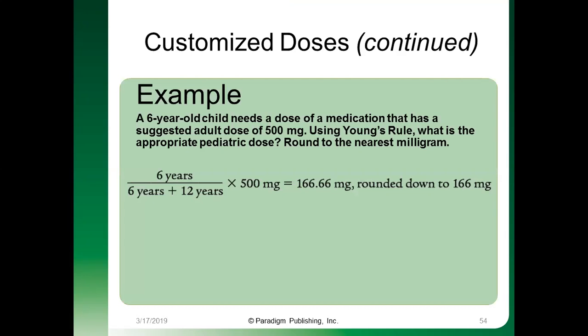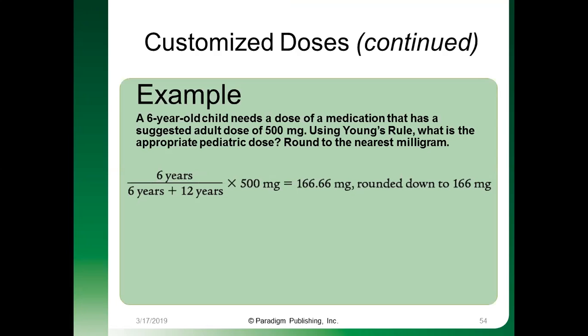So let's do an example. A 6-year-old child needs a dose of medication that has a suggested adult dose of 500 milligrams. Using Young's rule, what is the appropriate pediatric dose? Round to the nearest milligram. So we're using Young's rule. That means we're using the years of the patient.